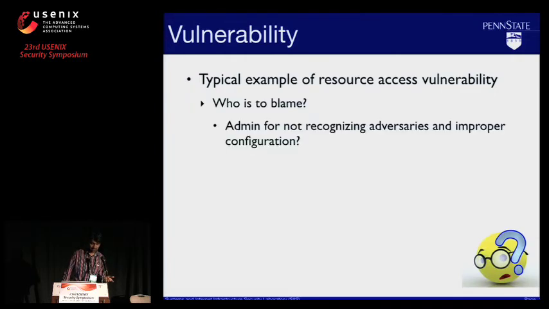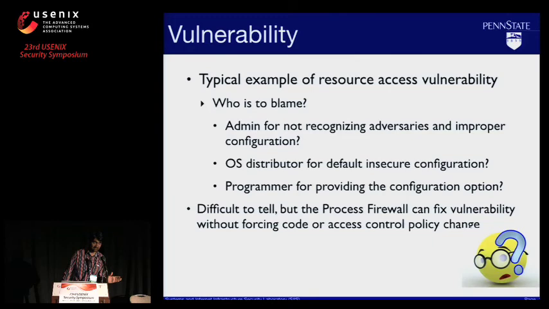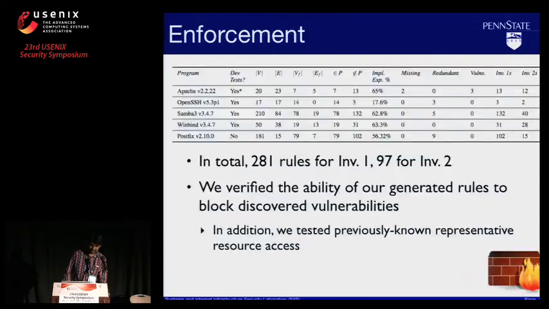Who is to blame? Would you blame the admin for not recognizing that users can be adversaries? Would you blame the OS distributor for giving a default insecure configuration? Would you blame the programmer for providing this as a configuration option in the first place? It is difficult to tell, but whatever be the case, you can use the process firewall to patch the program from the outside without requiring any cooperation from any of these parties.